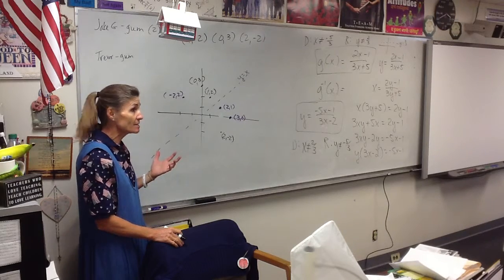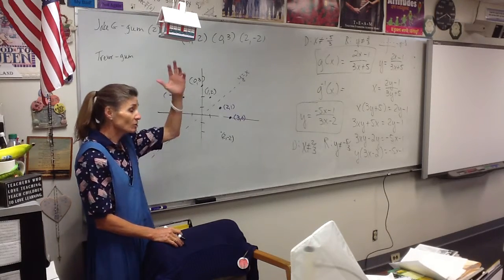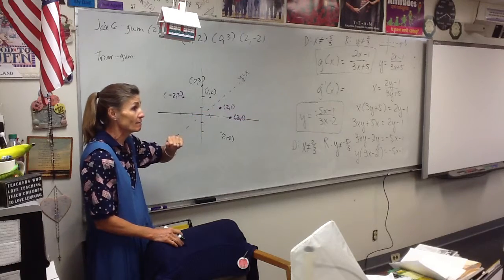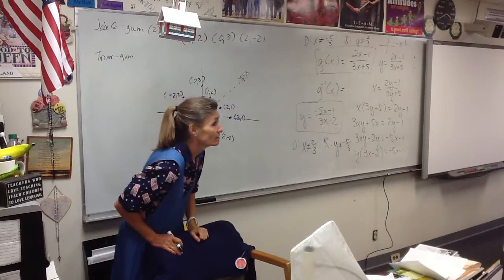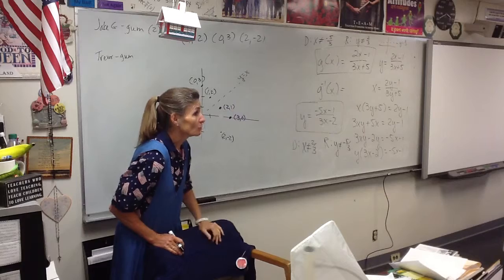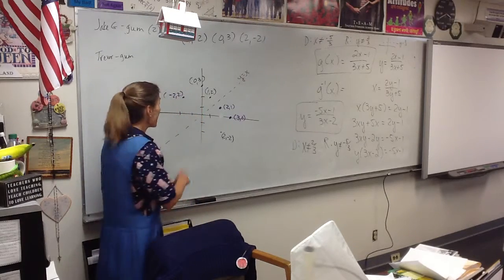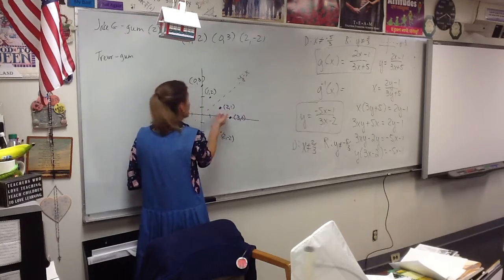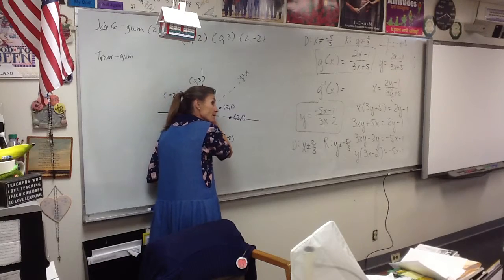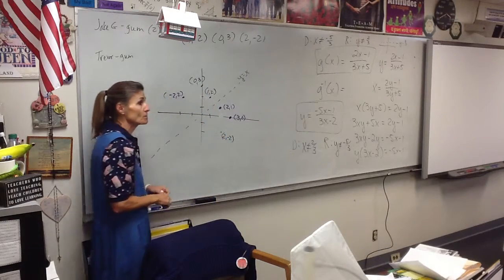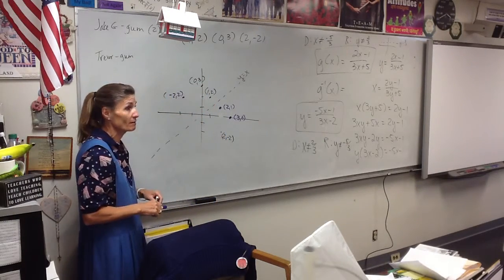And that makes sense to us because it goes back to what Bailey said in the very beginning. How do you find inverses? You switch y and x. So what happens when you switch y and x? You're symmetric about the identity line. Yep, so inverses are symmetric about the identity.